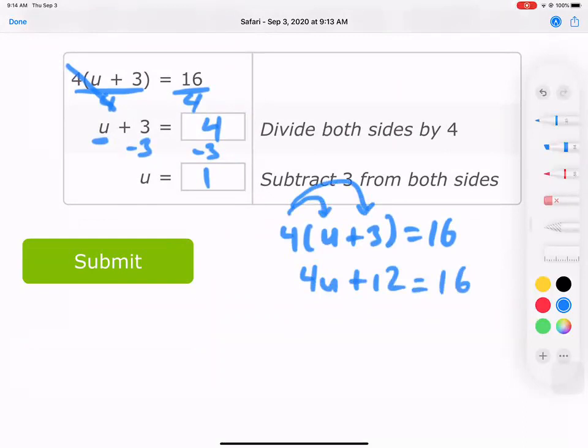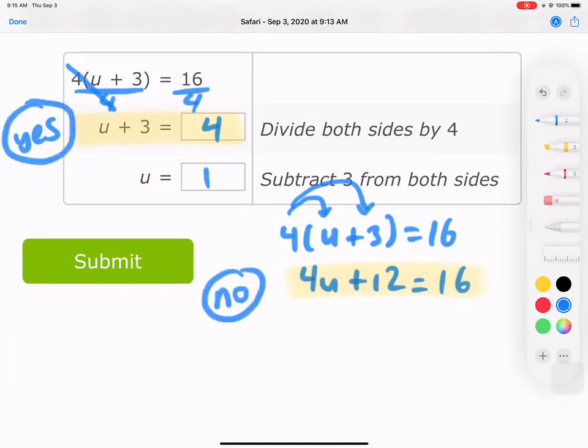Now, why didn't they distribute the 4? Why did they divide the 4 out? Because on my next move, I want you guys to make a decision. Which one would be easier? Looking here, would u plus 3 equals 4 be easier, or 4u plus 12 equals 16? I want you guys to click on the participants. If you think u plus 3 is easier, please click yes. And if you think 4u plus 12 equals 16 is easier, please click no on the participants.